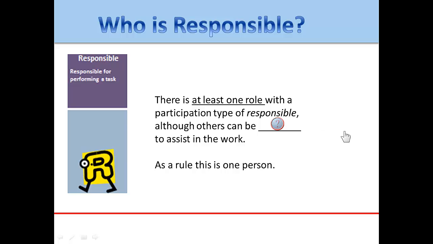I'd like for you to reflect on this statement to see if you can come up with the missing word or words. There is at least one role with a participation type of responsible, although others can be blank to assist in the work. As a rule, this is one person. The answer to that is delegated.